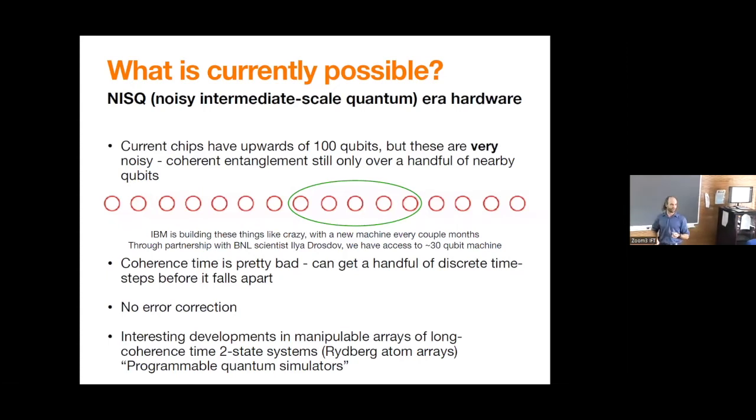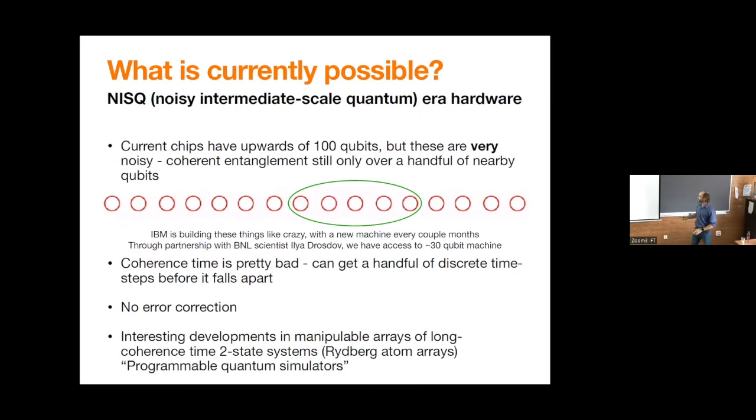So what do things look like right now? What are we currently able to work with? We're in what's called the NISQ era, the noisy intermediate-scale quantum era. There are chips right now that have on the order of 100 to 150 qubits, but these are very noisy. You can't effectively use all 100 qubits and expect that you can entangle one end of your chain with the other end within the time period before the system starts to fall apart and decohere.